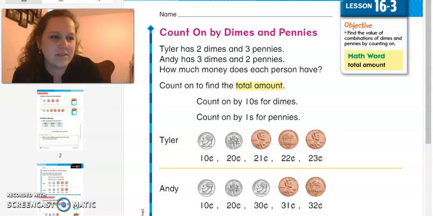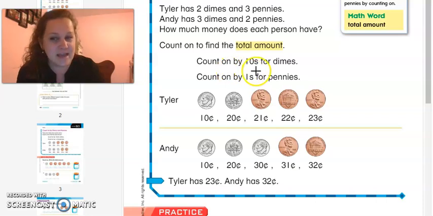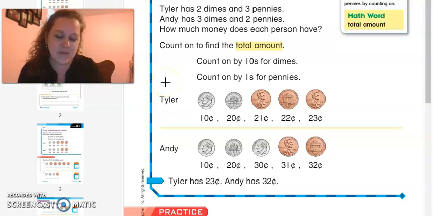All right, so let's start right here where it says count on by tens for dimes and count on by ones for pennies. That's what I was talking about at the beginning of the video. When we talk about dimes, we're counting by tens. When we're talking about pennies, we got to switch over and count by ones. So Tyler has a dime, 10 cents. If we count by tens, another 10 is 20. Then he switches to pennies, so we switch to ones. 21, 22, 23. So Tyler has 23 cents.